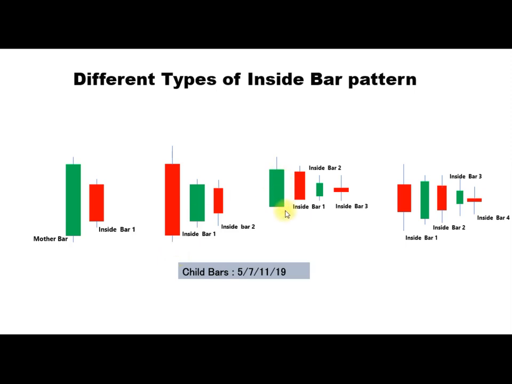In the third picture we can see there are three inside bars formed inside the mother candle, and in the fourth picture we can see four child bars formed inside the mother candle. If the child bars are like 5, 7, 11, 19, then that pattern will be more powerful. Why is it more powerful? Because there are so many child candles formed inside the mother candle, so the consolidation period is also longer. So after that, if it breaks the upside or downside, the trend will be stronger, that is, the uptrend or the downtrend. We can expect more fall or more rally after that.